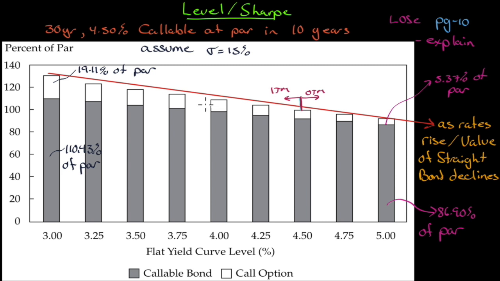So the call option starts increasing in value all the way up to, like we go down to 3. This is 130 something. The call option now represents 19.11% of par as opposed to 5.37% of par. So we can see that as the level of rates tends to drop, the value of the call option tends to increase. The value of the straight bond tends to increase, but pay attention here, the value of the callable bond also tends to increase as well, but at a rate slower than the rate at which the straight bond increases because the option takes a bigger and bigger piece the lower and lower we go.